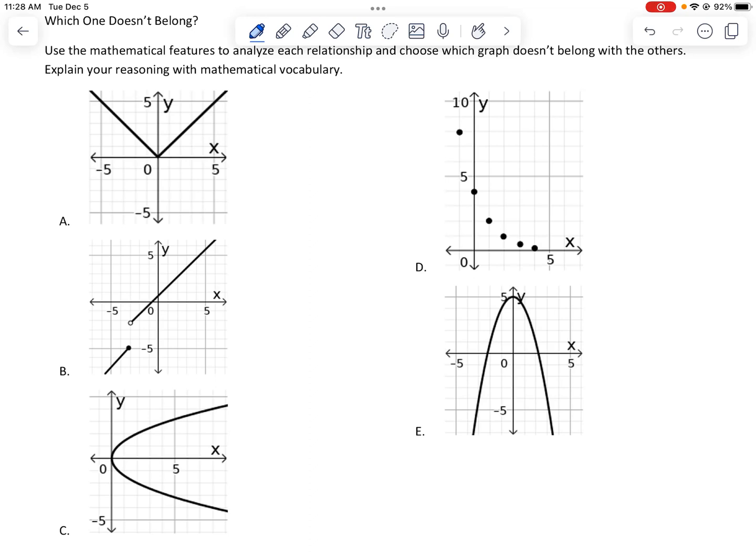Well, this actually has multiple answers. You just need to pick one and be able to justify your answer. I'm going to pick D, this one up here, because it is entirely discrete. It's the only discrete function here. Sorry, let me put the word in there. Discrete function. All the other ones are continuous, well, except for the point of discontinuity there.